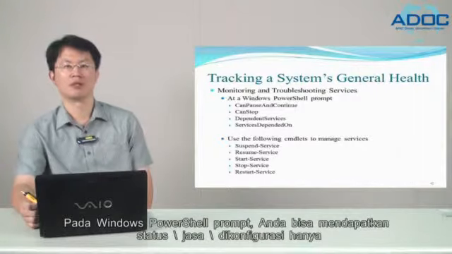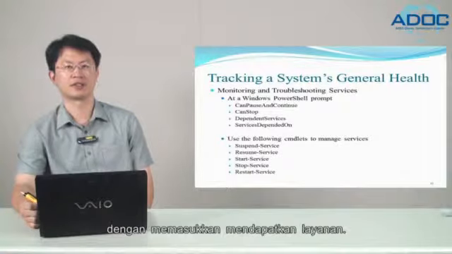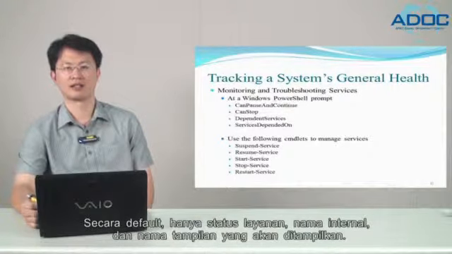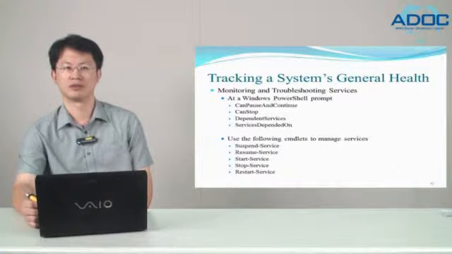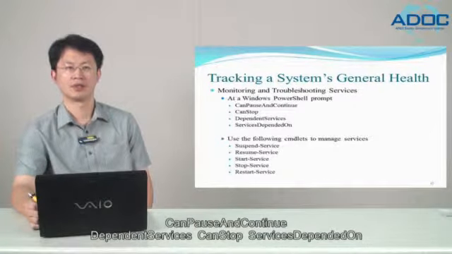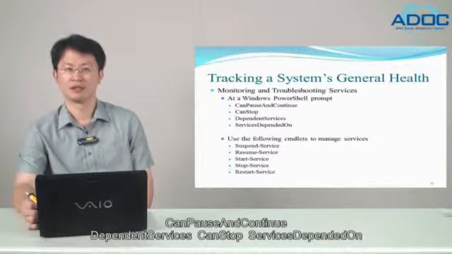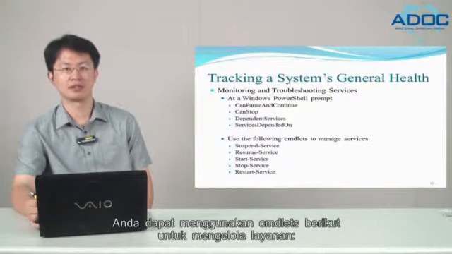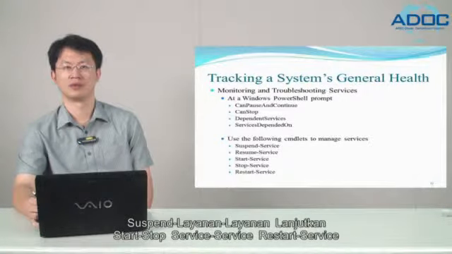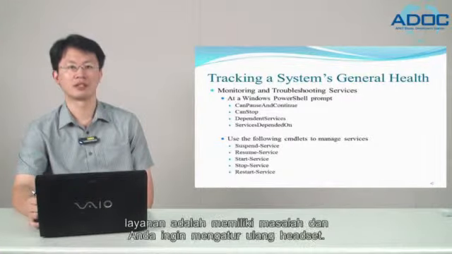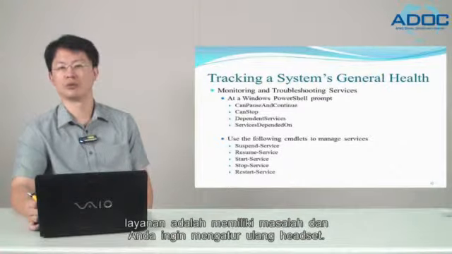At the Windows PowerShell prompt, you can get the status of configured services simply by entering Get-Service. By default, only the service status, internal name, and display name are shown. Additional properties that you can display include CanPauseAndContinue, CanStop, DependentServices, and ServicesDependedOn. You can use the following cmdlets to manage your services: Suspend-Service, Resume-Service, Start-Service, Stop-Service, and Restart-Service. Typically, you will use Restart-Service when a service is having a problem and you want to reset it.